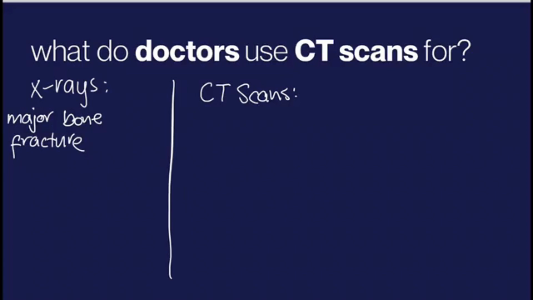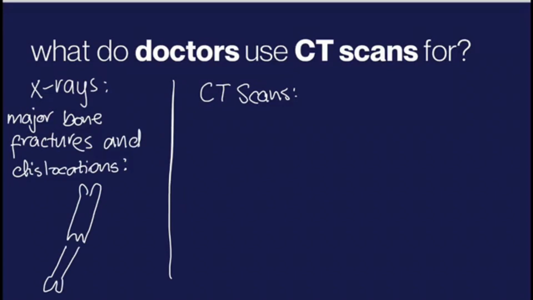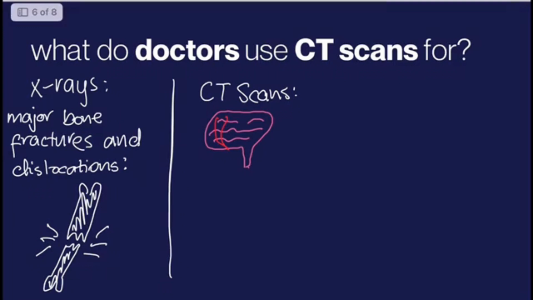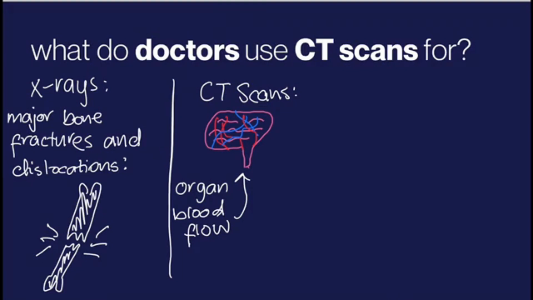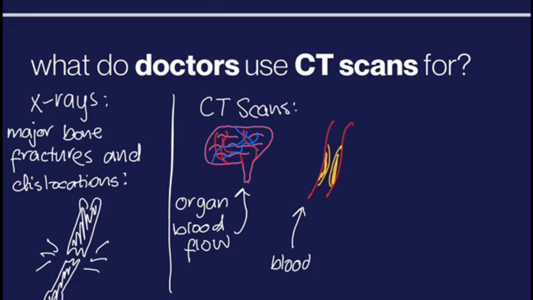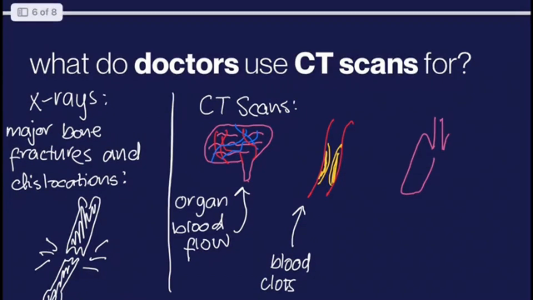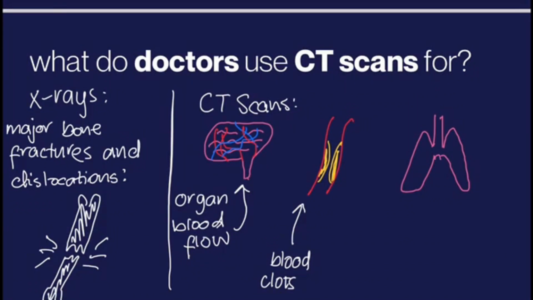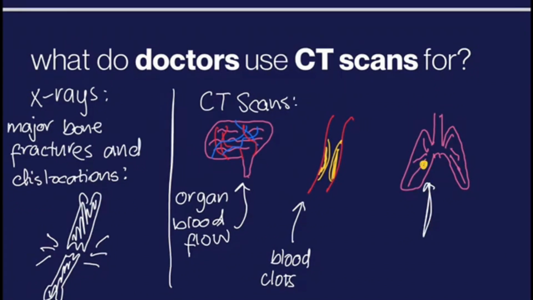Although X-rays are commonly used to diagnose major bone fractures and dislocations, CT scans can go much further in helping medical professionals in their diagnosis. CT scans, because they are so much more detailed, can visualize the blood flow in certain organs such as the brain and heart, and see where blood clots or internal bleeding may be occurring, as well as see more subtle features of bone fractures. They are also able to see where cancerous growths and tumors are forming, such as in the lungs.